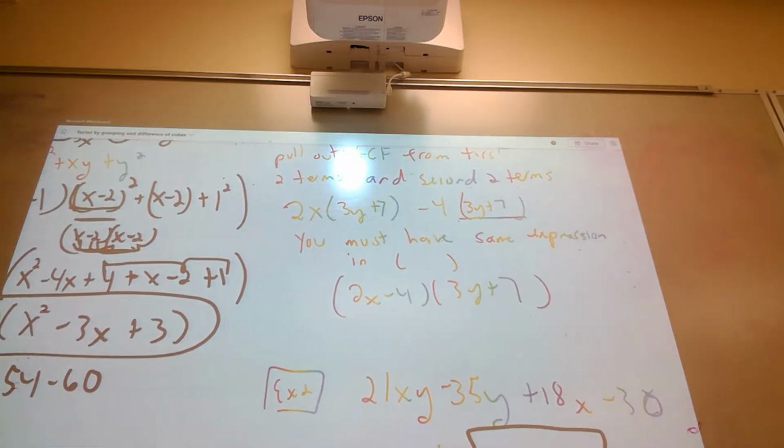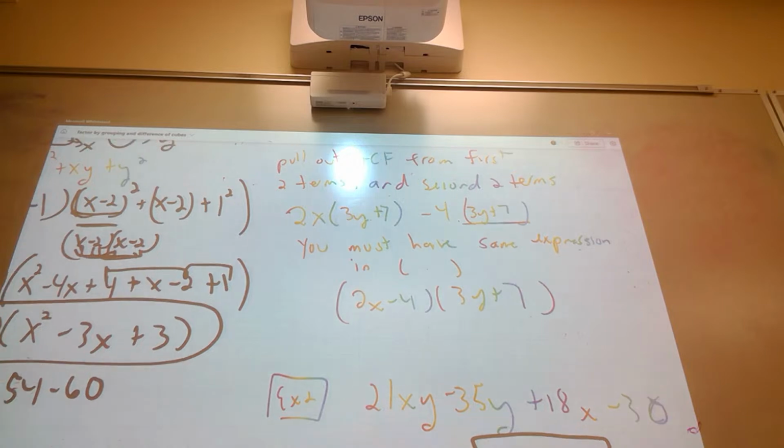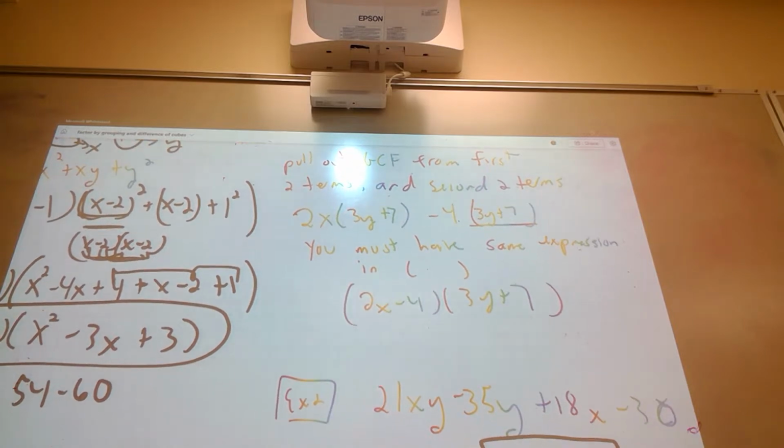We're pulling out a 6. Because we know if we pull 6 out of 18, we'll have a 3. If we pull 6 out of 30, we'll have that minus 5. Now, once you have that, you can pull out your 3x minus 5. Okay? When you pull out the 3x minus 5, what do you have left? Abigail?